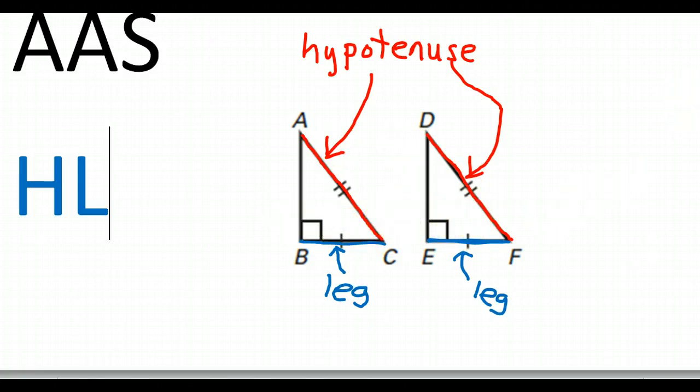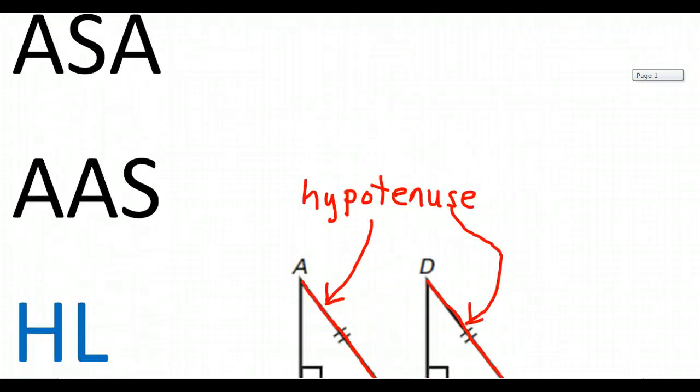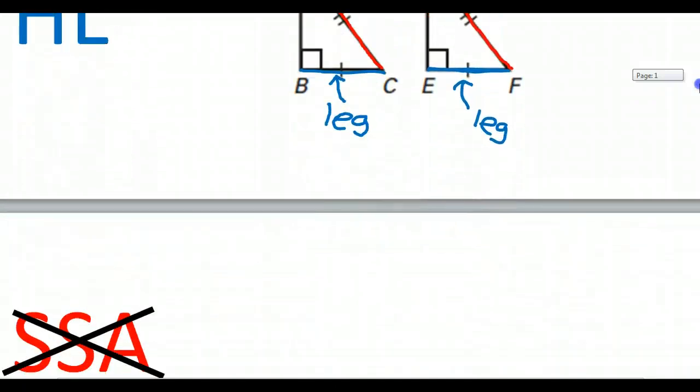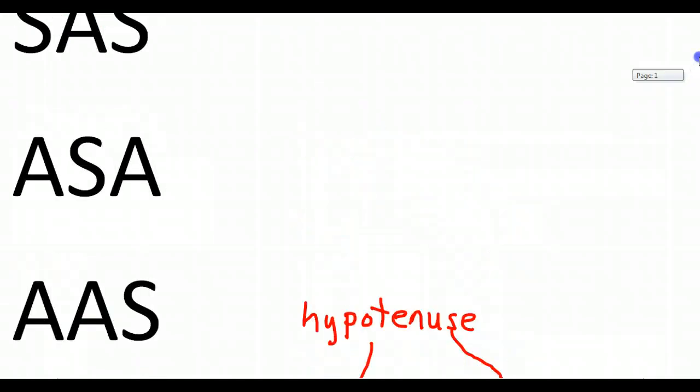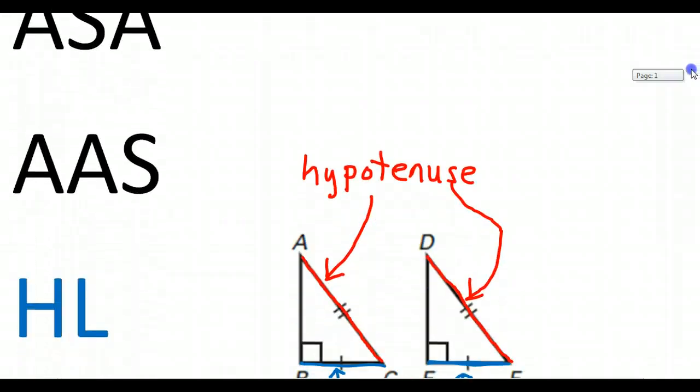Okay, now that is the whole entire list. How many things do we have? 1, 2, 3, 4, 5 things that work, and 2 things that do not work. Okay? So again, pretty much everything works. Every way that you can rearrange these letters. Side, side, side, side, angle, side, angle, angle, side.